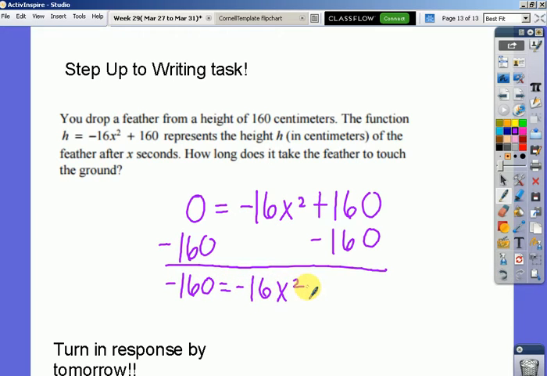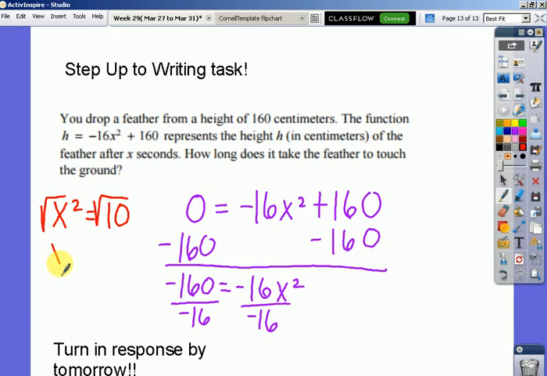How do I get rid of that number in front of the x squared? Divide both sides. Perfect. So when you do that, and you're solving by square roots, you get x squared equals what? 10. Okay, so where do I go from here? Now I'm going to square root it. Introduce a square root, so x equals plus or minus square root of 10. I can't break that down, right? No.